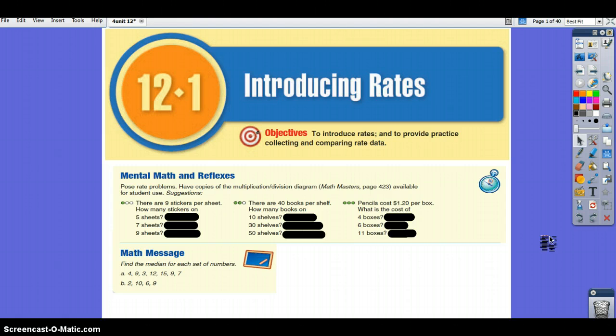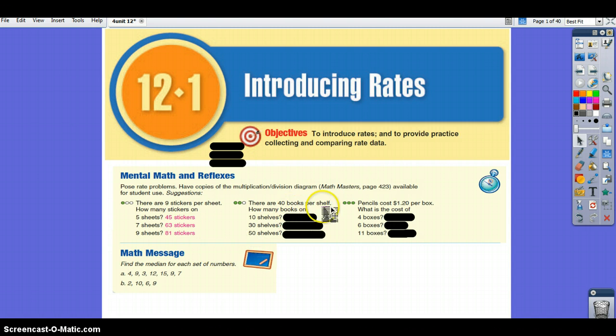There are 9 stickers per sheet, so how many stickers would be on 5 sheets? Well, if there's 1 on 9, I'd have to take 5 times 9, which would be 45. If I took 7 times 9, that would be 63, and 9 times 9 would be 81. Correct. Notice the importance of knowing your multiplication facts.